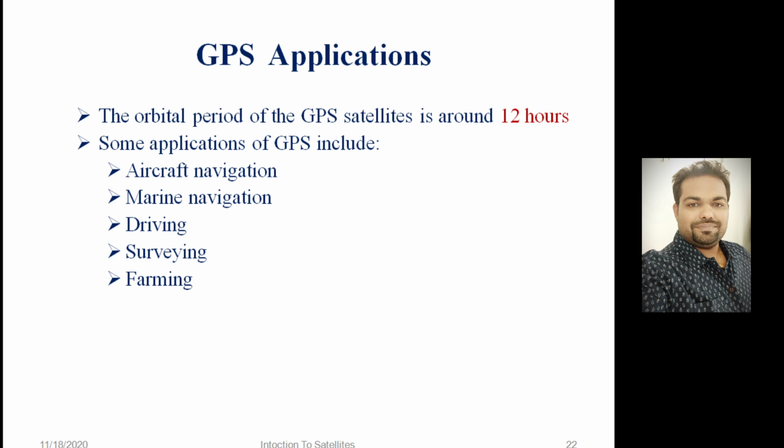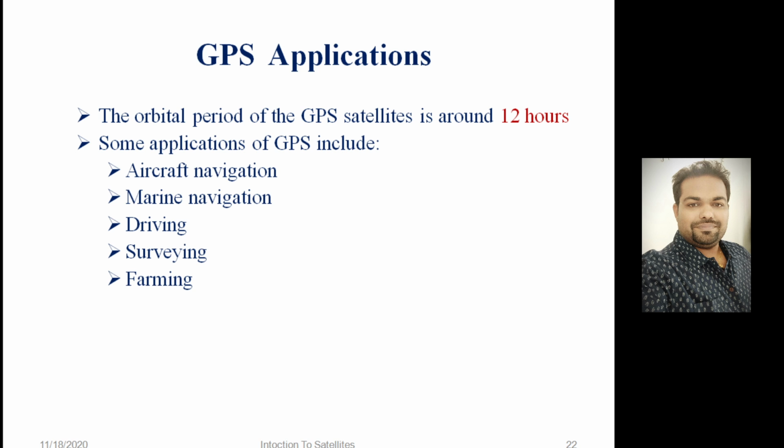If we look at the broad applications of GPS, as I said, the orbital period of a GPS satellite is around 12 hours. So within a shorter period of time, they can give the exact location of any object which is moving on the earth. Whatever images you get from GPS will be plain images, so you can easily identify exact location and time.